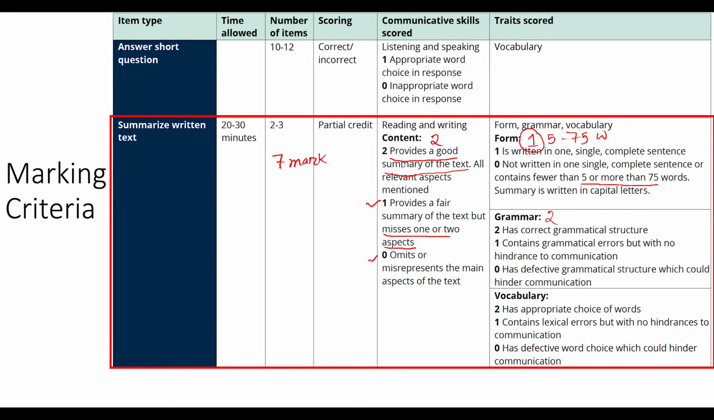Now, one thing that you have to keep in mind is that you can write only 1 sentence, right? And in a passage, it is highly unlikely that you get only 1 sentence or only 1 main point. You will have multiple main points.